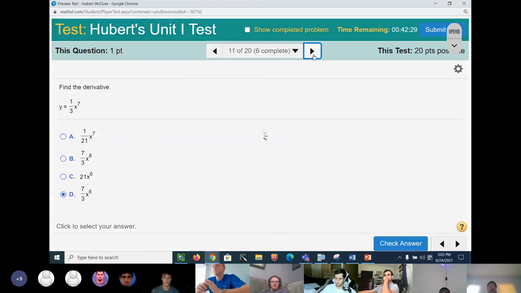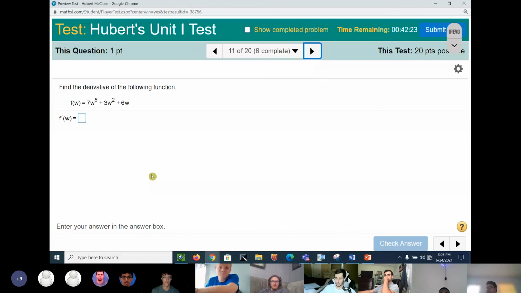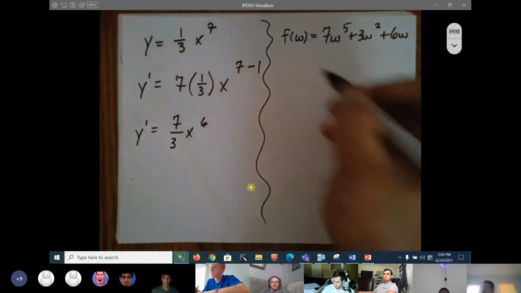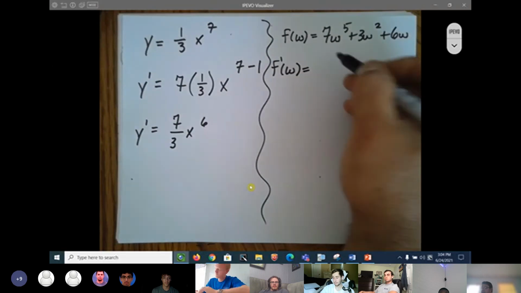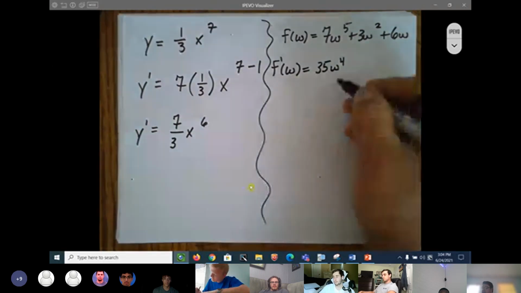Find the derivative of the following function. Oh my goodness, really? You're welcome. F of W is equal to 7W to the 5th plus 3W squared plus 6W. And somebody tell me what that comes out to be. F prime of W is 35W to the 4th plus 6W plus 6.